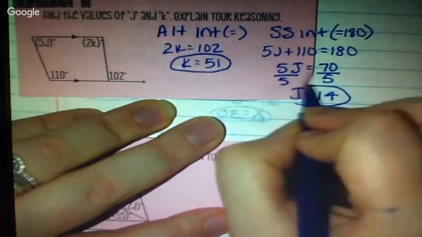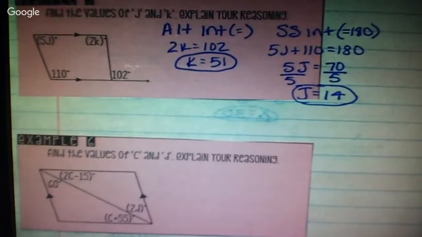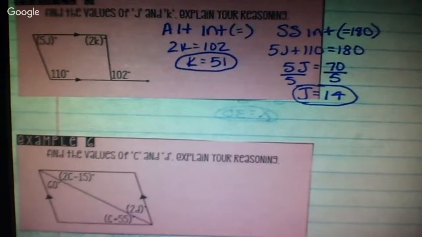14. Yes. But we have also 5J plus 1. No. Because these are obvious numbers, that one kind of comes in. So you just have to be careful with that.